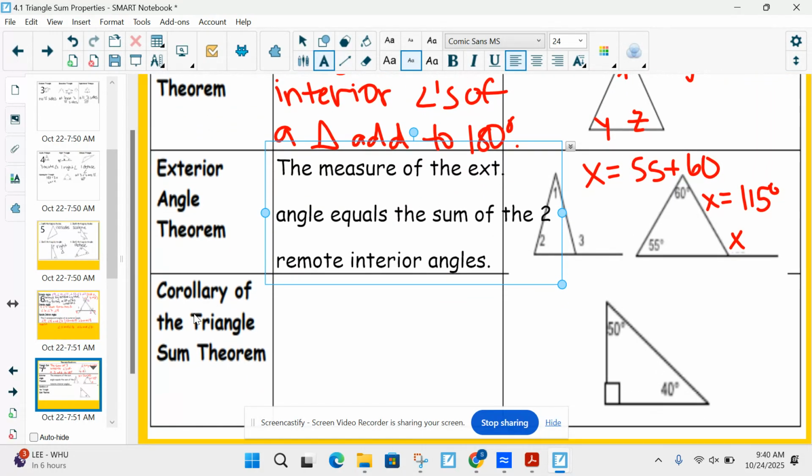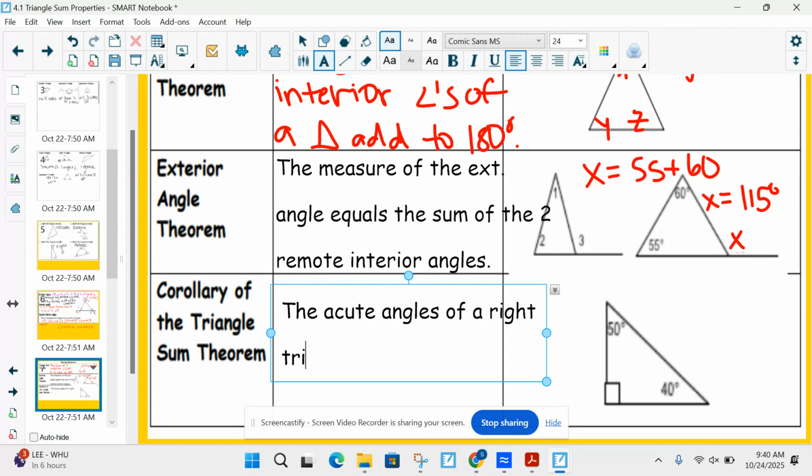Okay. Everybody say corollary. The corollary of the triangle sum theorem is the opposite. Or not the opposite, but it's an extension of it. A corollary is like an extension of a theorem. So this is specific to a right triangle, and it says that the acute angles of a right triangle are complementary. So the acute angles of a right triangle are complementary, as you know, because they have to add up to 90 degrees.